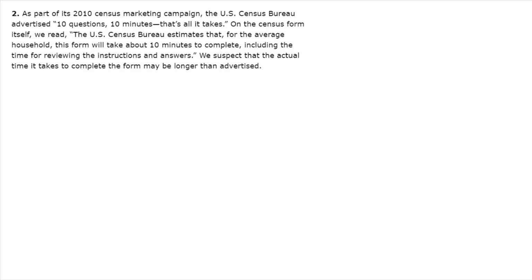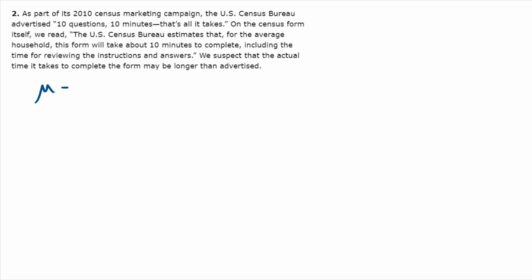So first off, what are we talking about here? Are we talking about proportions or means? Well, hopefully you see we're talking about minutes, as far as just take 10 minutes all it should take. So in this case, we're going to be talking about a mean, right? Therefore, we're going to be talking about the amount of time it takes to complete the 10 questions, all right? The survey census right here.